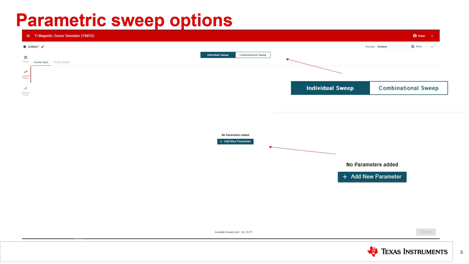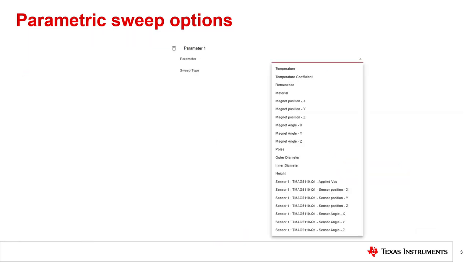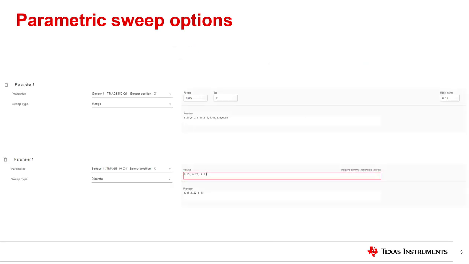When selecting to add a new parameter, TIMSS will provide the option to select which parameter you would like to sweep through, along with the option on how to sweep through the selected parameter. To step through values, a selected range could be given with the predefined step function between steps, or if you'd like to traverse a specific set of configurations, then a discrete set of values could be entered into TIMSS as comma-separated values.